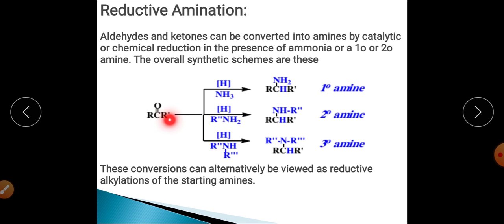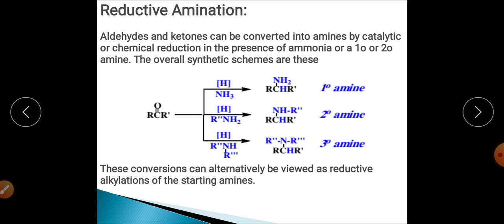For example, if the aldehyde or ketone reacts with ammonia, we get a primary amine, and when a primary amine is used and it reacts with the aldehyde or ketone, a secondary amine will be synthesized. Similarly, we can get a tertiary amine by reaction of a secondary amine with an aldehyde or ketone.